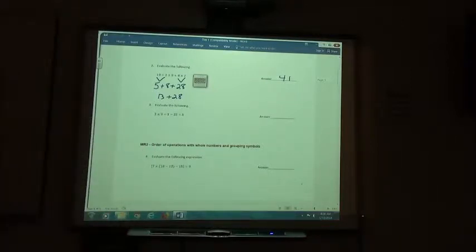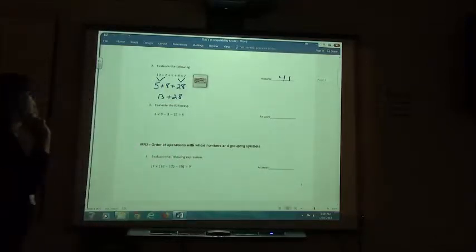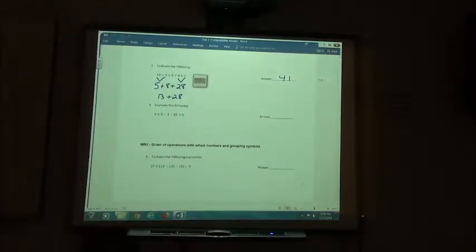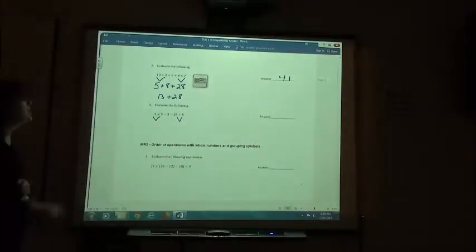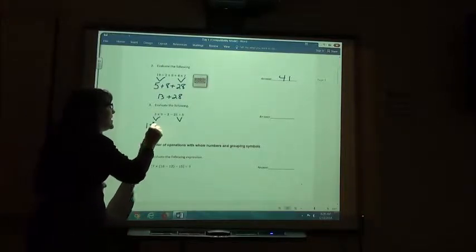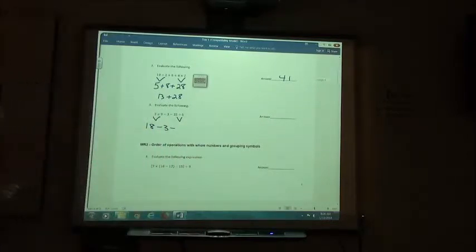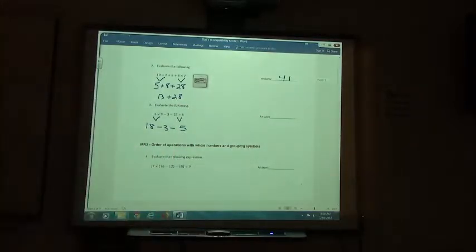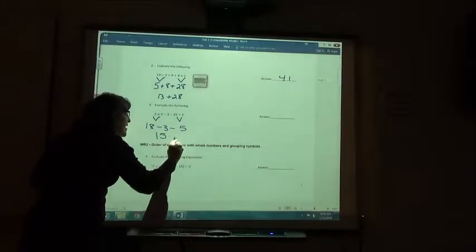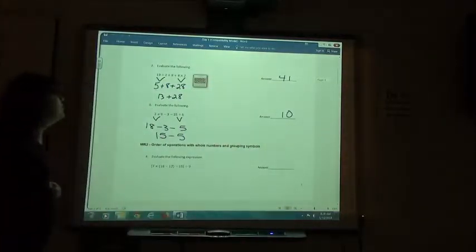Number 3 here, if I follow my order of operations, I am going to do again my multiplying and dividing from left to right first. So here I have multiplying, here I have dividing. So starting with my 2 times 9, 2 times 9 is 18. Bring down my minus 3, and then I have a minus, and I'm going to do the 25 divided by 5, which is 5. Again, doing my adding and subtracting from left to right. 18 minus 3 would be 15. 15 minus 5 then should give me an answer of 10.